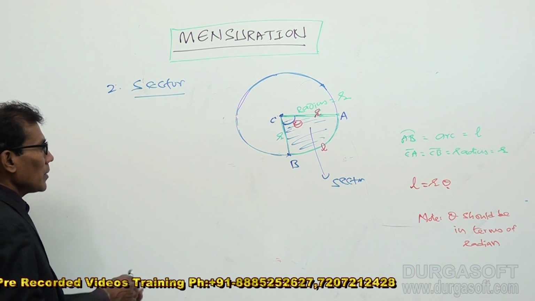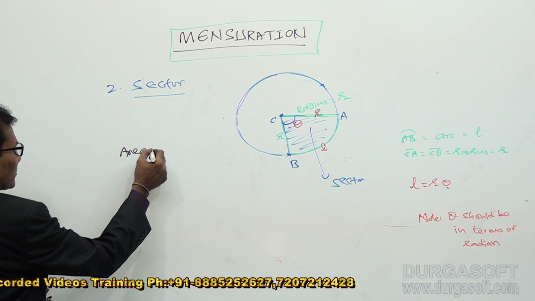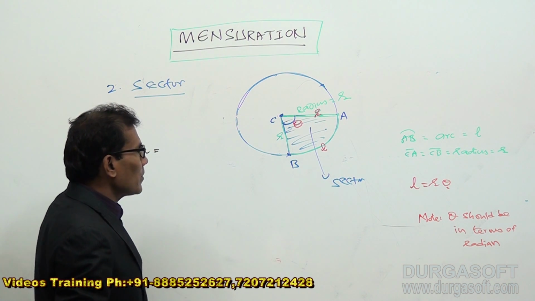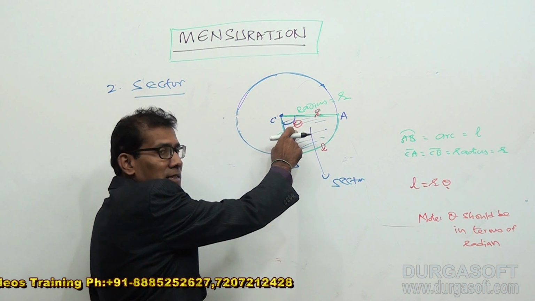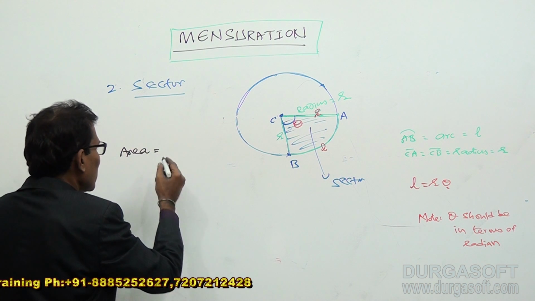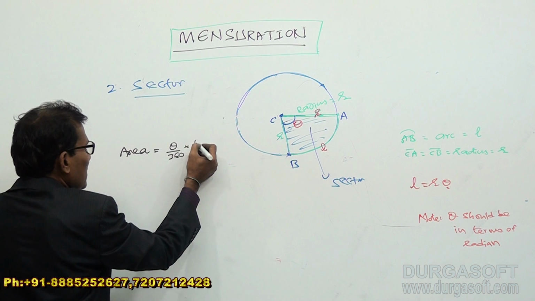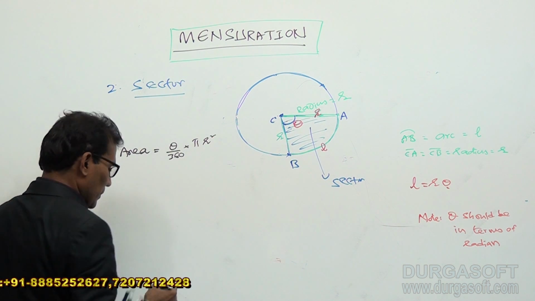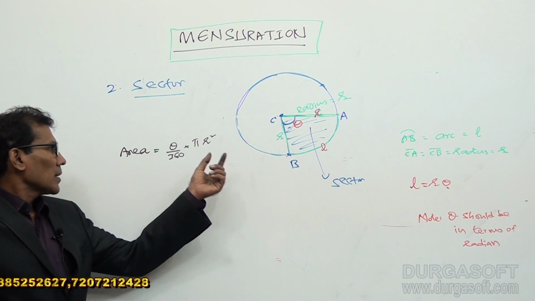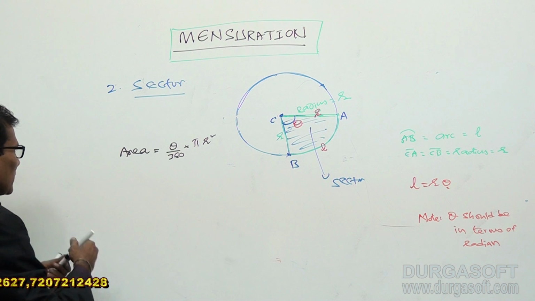Now coming to the measures of the sector, the area of the sector. The area of the sector is nothing but theta by 360 times the area of the circle, which is pi r square. If you remember the area of the circle, then theta by 360 times the area of the circle gives the area of the sector.